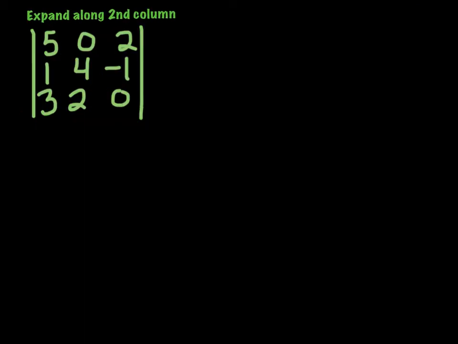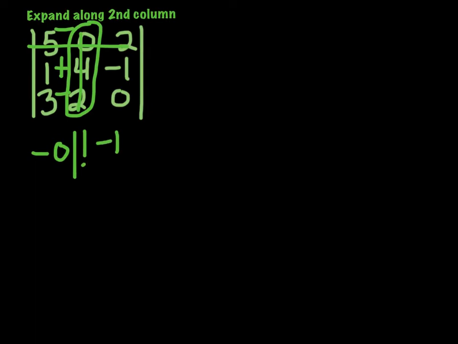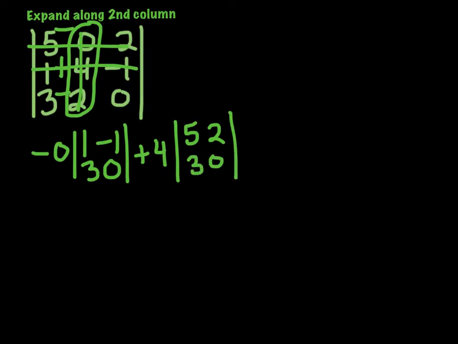Alright, we're going to do another one. This time it says expand along the second column. So you've got to make sure you know the difference between a row and a column. Second column would be this middle column here. So I'm going to start with, and the signs on this one are minus and a plus and a minus. So I'm going to start with minus 0 times 0's minor, which when I cross out that row and column is 1, negative 1, 3, 0. Then I'll have plus 4 times 4's minor, which is 5, 2, 3, 0. And then I go with minus 2 times its minor, which is 5, 2, 1, negative 1.